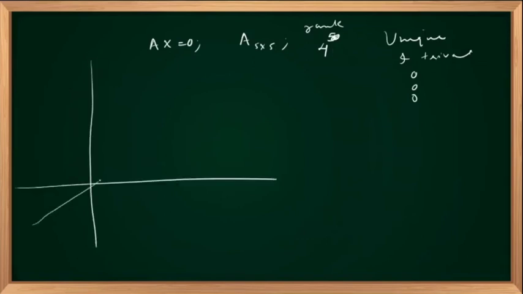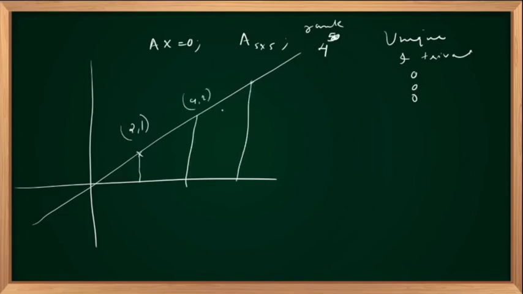Those infinite solutions will all, for example, if I consider this particular point as a solution, 2, 1, then this particular point 4, 2 will also be a solution. All these points on the one set of infinite solutions will be there, and the trivial solution will also be there. Now, if the rank is 3, that means there will be two infinite sets of solutions.